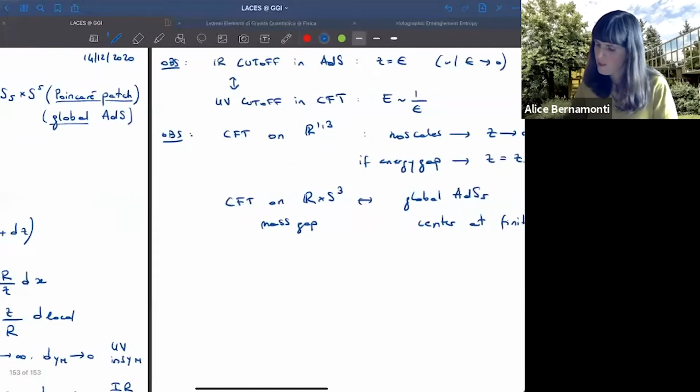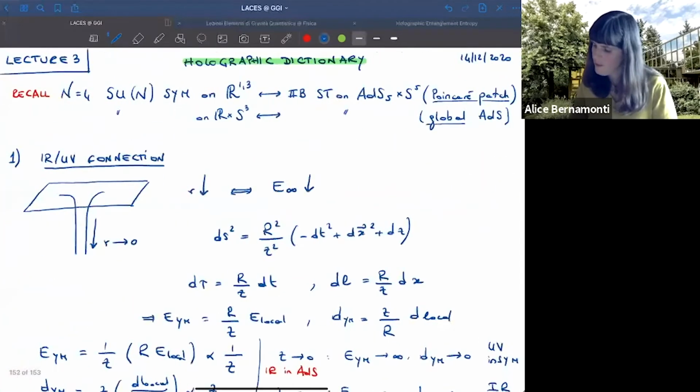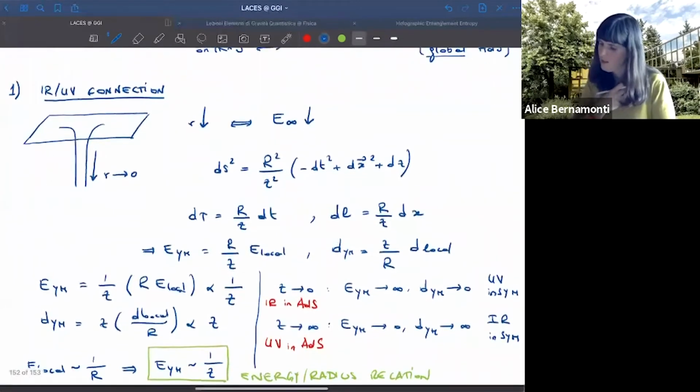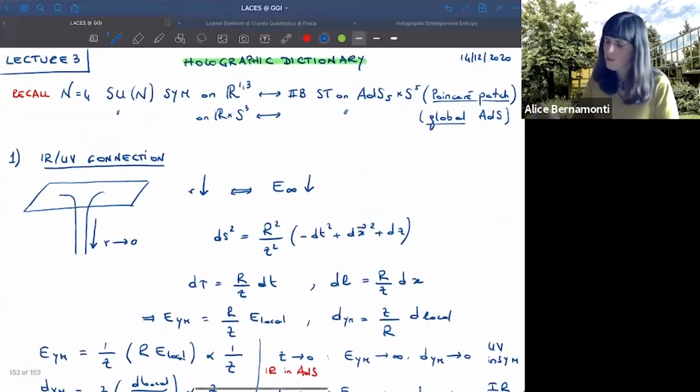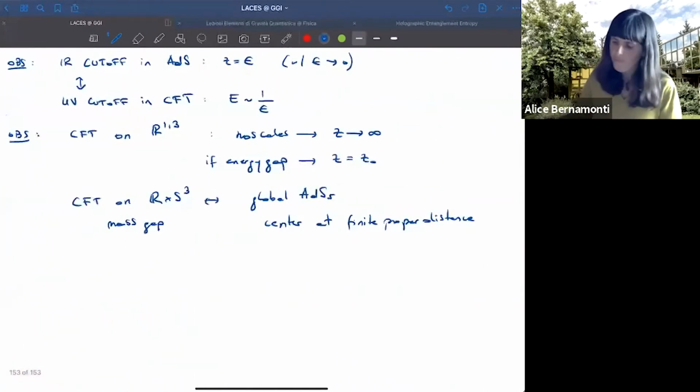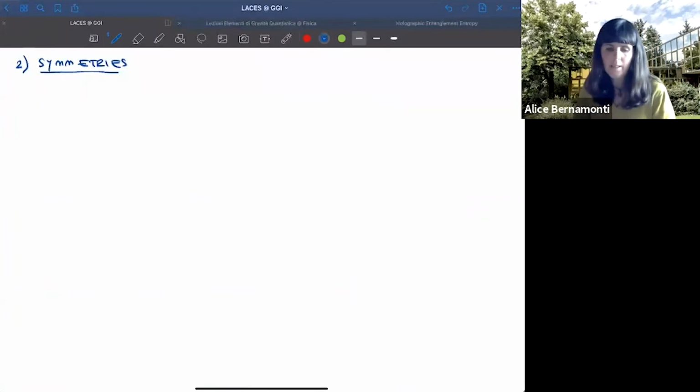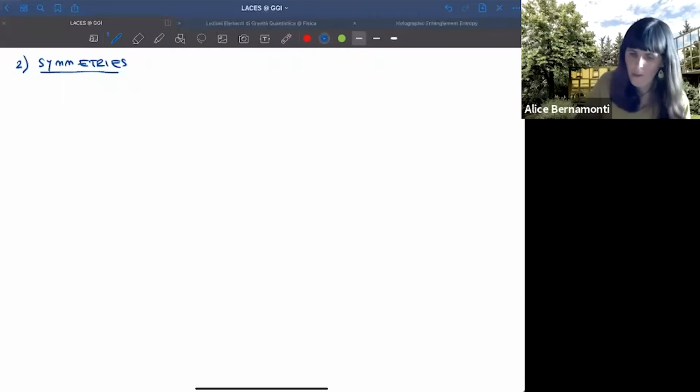So this was the very basic observation we can make about how to relate quantities in the two theories. And let me recall that last time we had also seen how to relate parameters in the two theories. So now I want to talk about symmetries. And again, let's start from the main example and extrapolate from there.